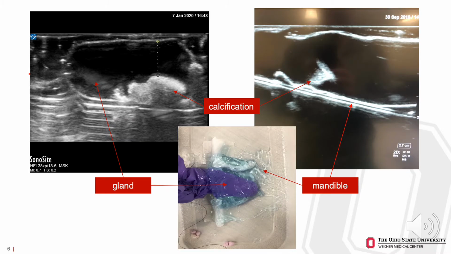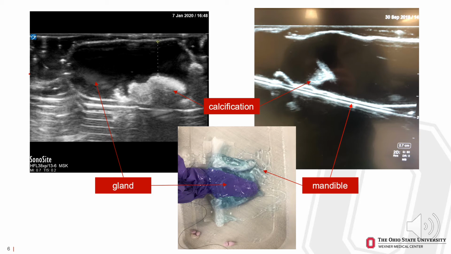Here are some images from our model. So on the top left and the top right are two different images of two of our models. You can see the calcifications made out of the spackle paint there in the center of each model. The gland is the hypoechoic structure on either side. And then you can see the mandible is the hyperechoic structure in the inferior portion of the gland, which again is representative of the actual anatomic layout.